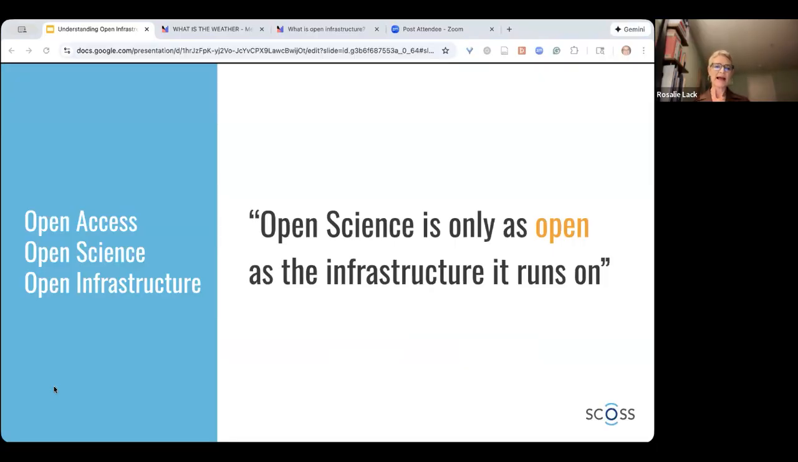So the idea that you could have open access and open science and all this, but actually the systems running those materials could be closed or controlled by a few actors. And so in essence, it isn't truly open. And this is why when we talk about open infrastructure, it isn't just technical, it's really foundational to open access and open science.